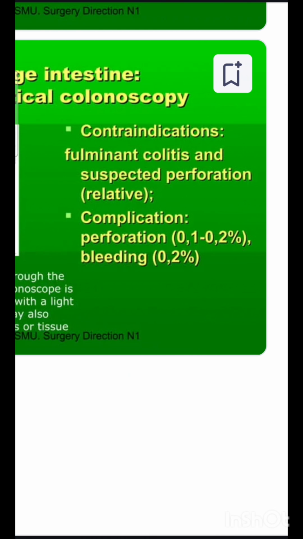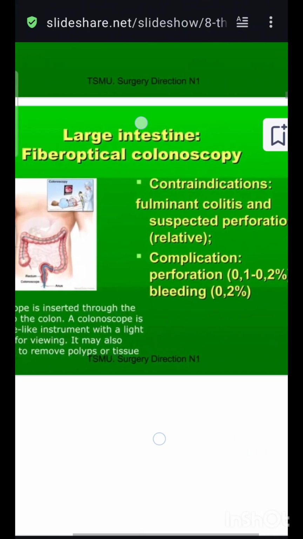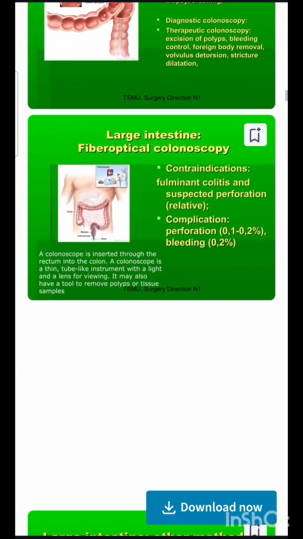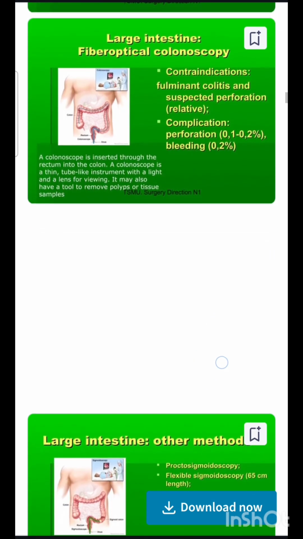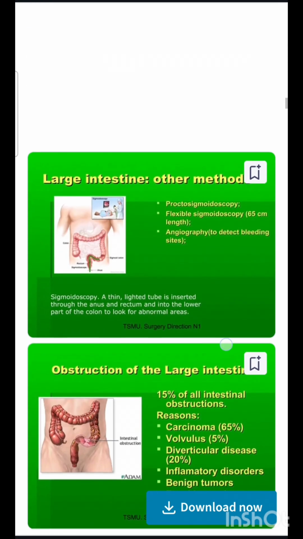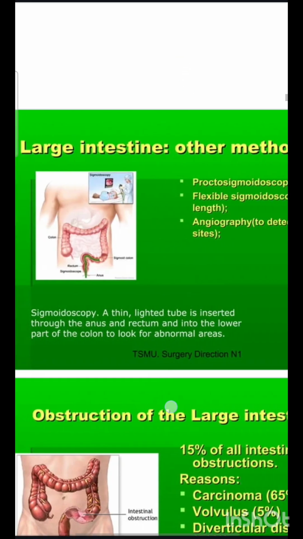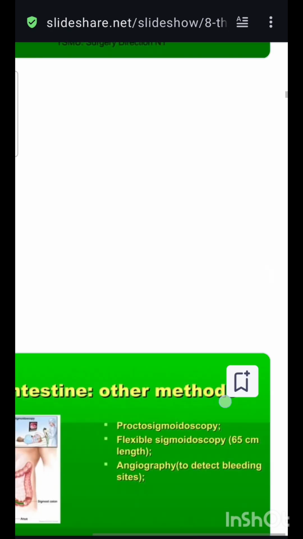Contraindications: suspected perforation is a relative contraindication, and fulminant colitis is an absolute contraindication. Complications include perforation in 0.1 to 0.2% and bleeding in 0.2% of cases. So large intestine fibro-optical colonoscopy is contraindicated in fulminant colitis and suspected perforation. Other methods include proctosigmoidoscope and flexible sigmoidoscope, 85 centimeters in length, and angiography to detect bleeding sites.